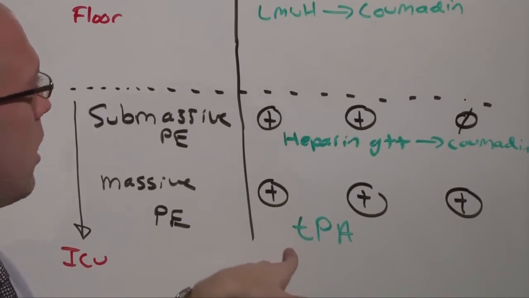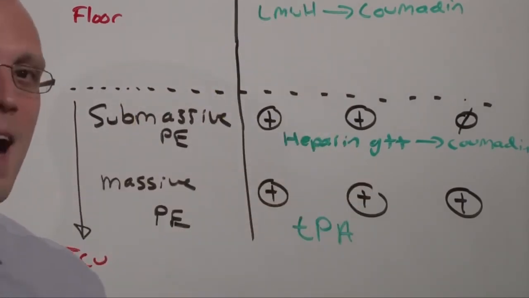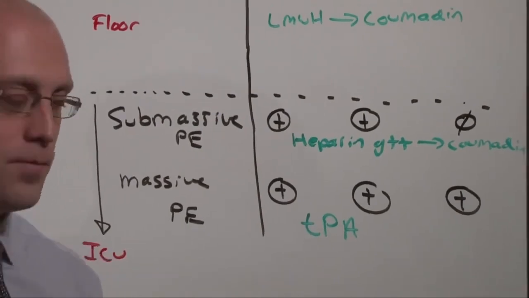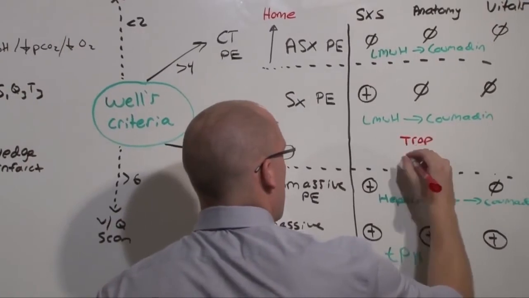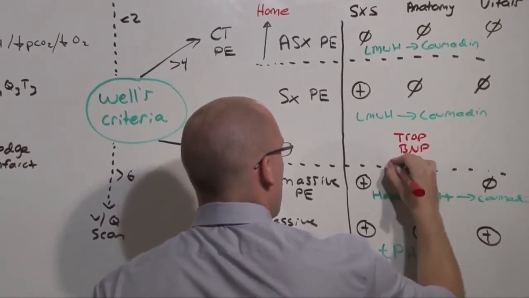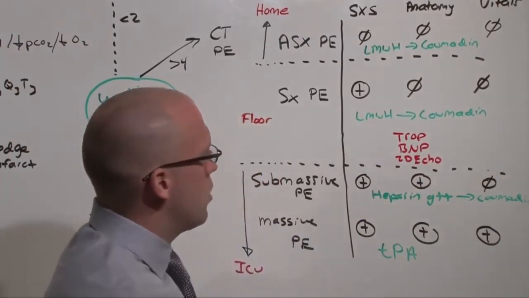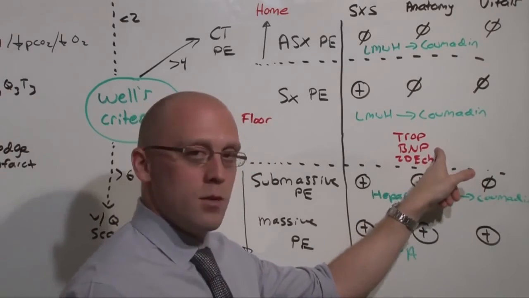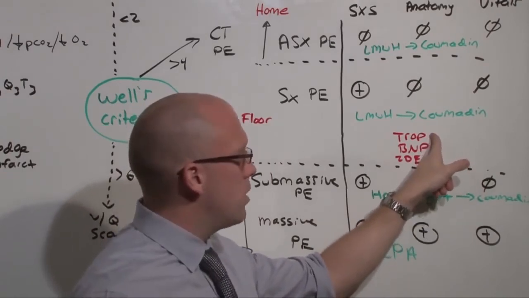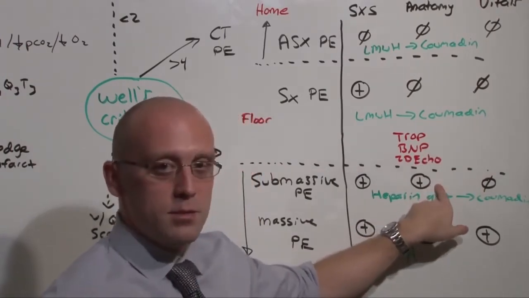The big deal of choosing floor versus unit is going to be in right heart strain. How do you assess for right heart strain? You assess for right heart strain with a troponin, a BNP, and a 2D echo. Dilated RV, big right atrium, elevated BNP, elevated troponin in the setting of a PE makes it submassive.